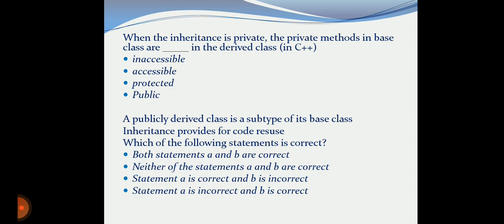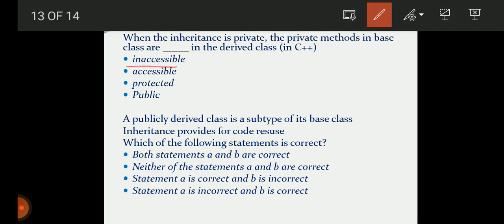The next question: when the inheritance is private, the private methods in the base class are inaccessible in the derived class. C++ or Java, the same question can be used. Inaccessible. See, private data members cannot be inherited, so private methods cannot be inherited. That is why we say it is inaccessible.